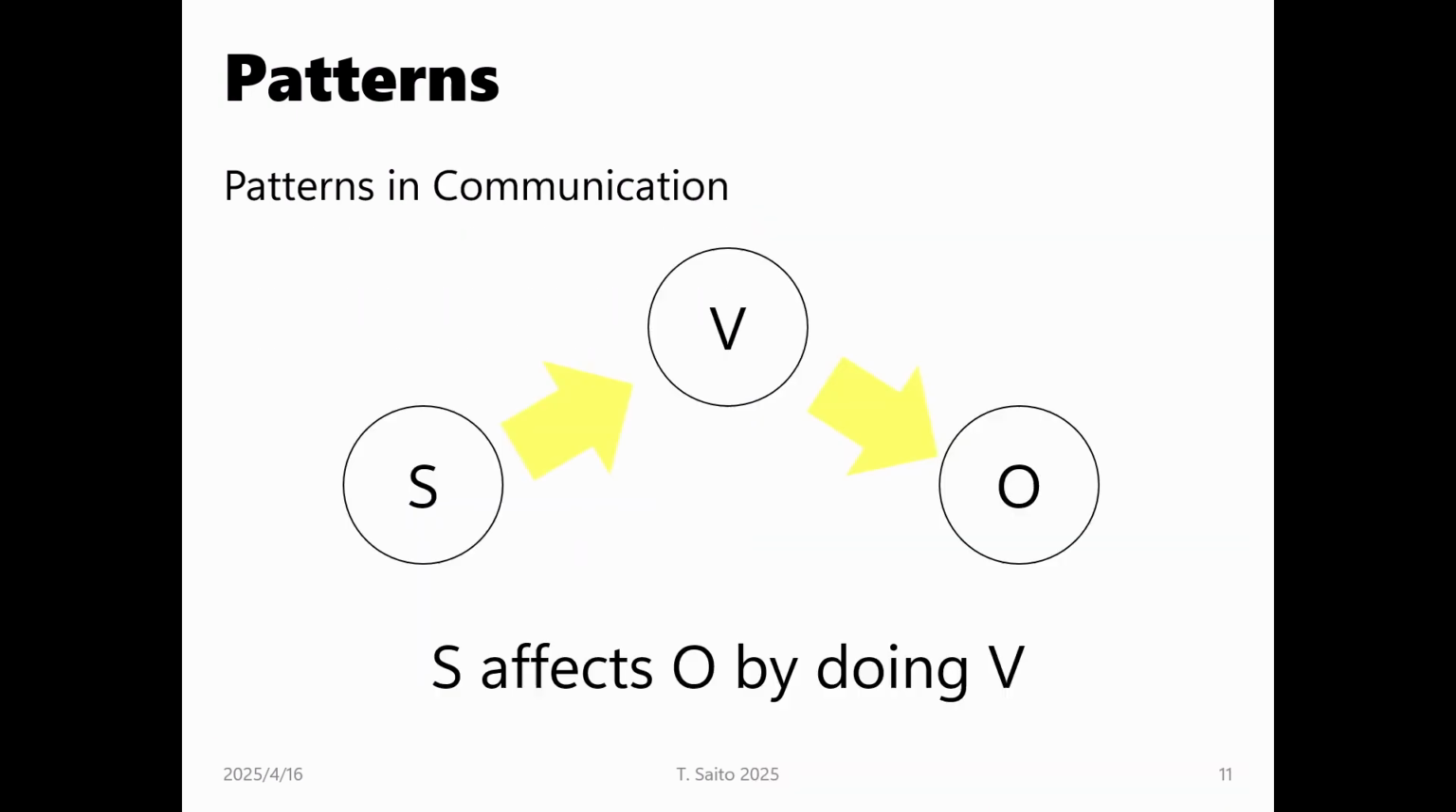Also, the patterns can be found in the society. For example, our communication has a pattern that subjects always affect someone by doing something. This is also one of the patterns we can see in the world. Students can learn the patterns from everyday communication to the application process in the city office.